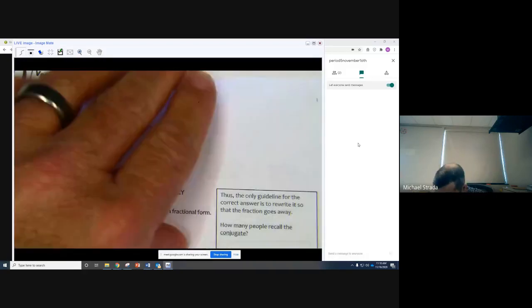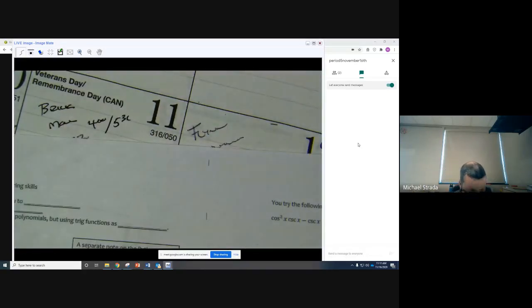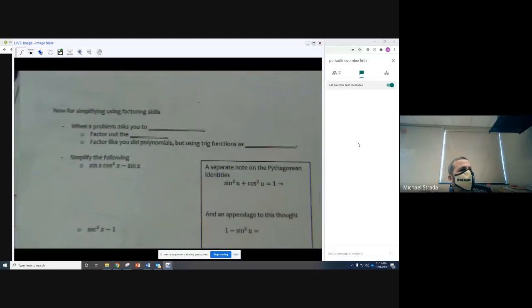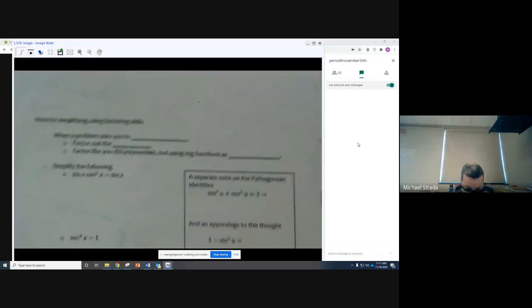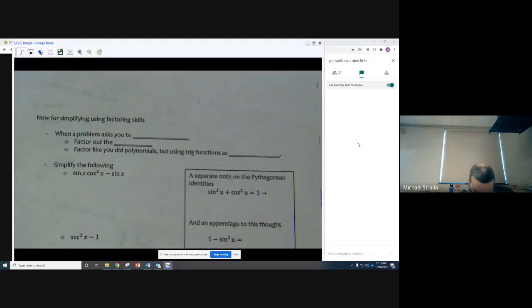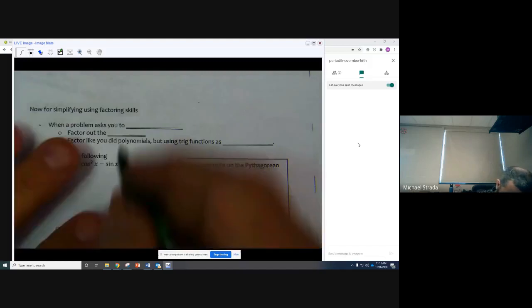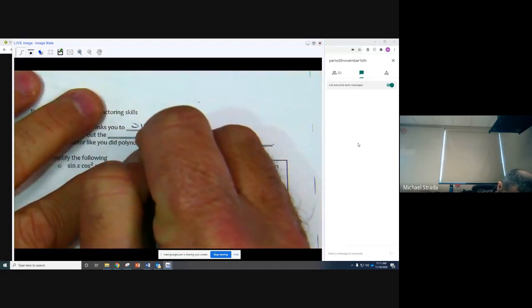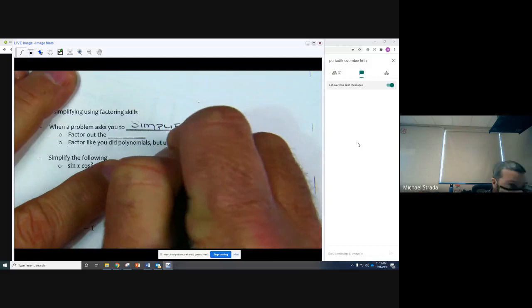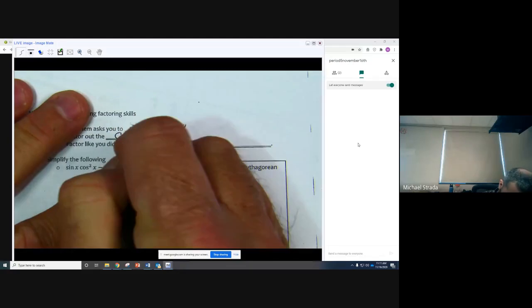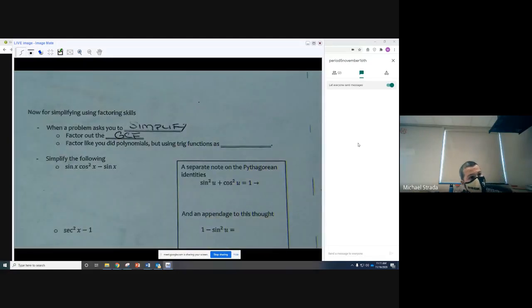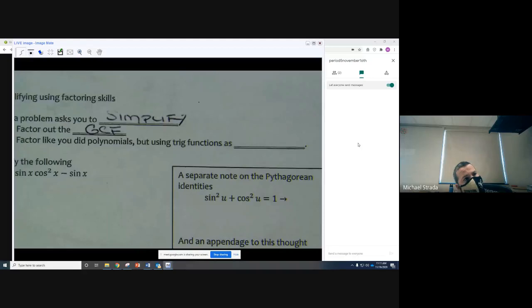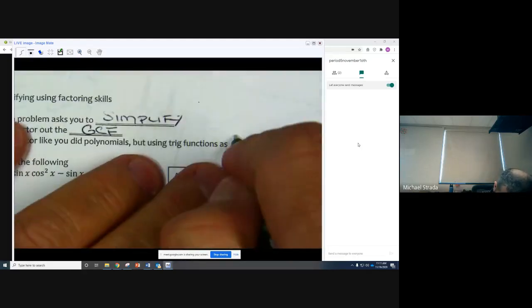All right. So what you're doing for today, and what we did the other day, is numerical. This is more algebraic, like we talked about. All right. So we're going to start now with simplifying using factoring skills. When a problem asks you to simplify, one of the first things we're going to look to do is factor out the GCF. And then we're going to factor like you did polynomials, but using trig functions as variables.